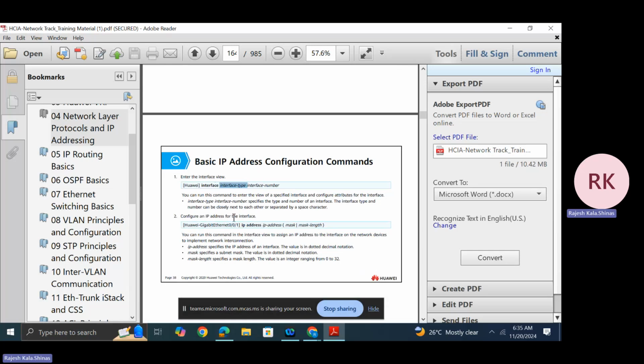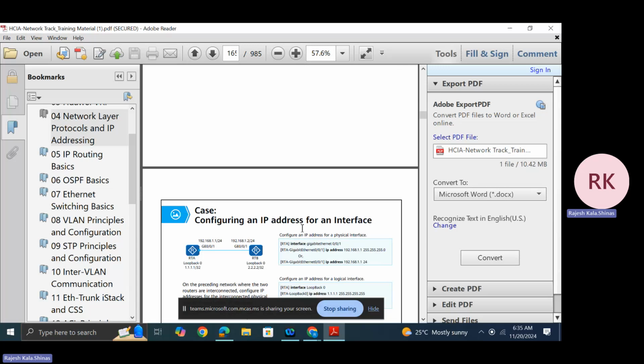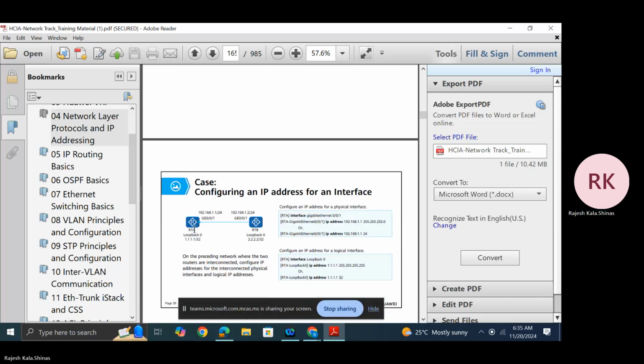Then how do we assign an IP address? Use the ip address command, then the IP address, then either the mask or the slash prefix, such as 24 or 25, the network prefix. For example, in router A I want to configure 192.168.1.1/24 on GigabitEthernet 0/0/1. I go to router A, enter system view, then interface GigabitEthernet 0/0/1, then ip address. You can give either the subnet mask or the prefix value.